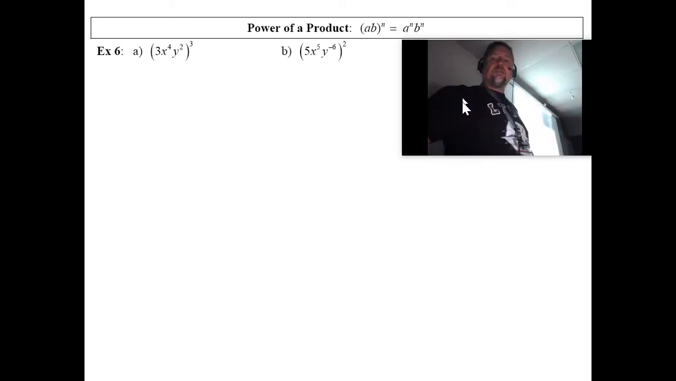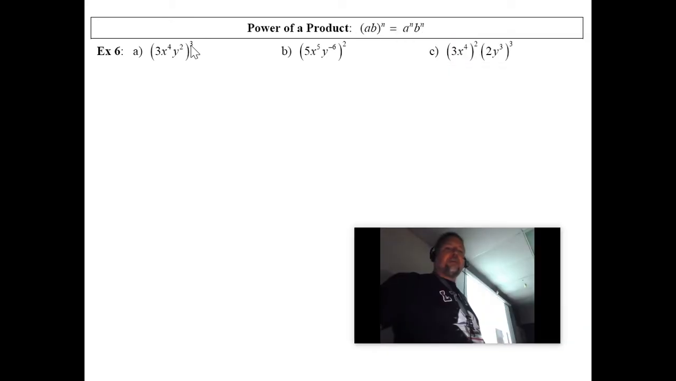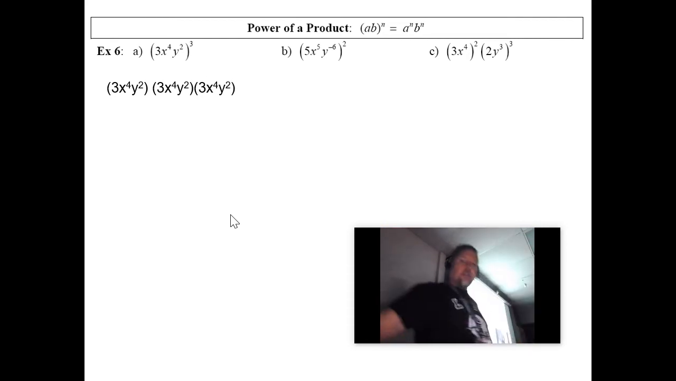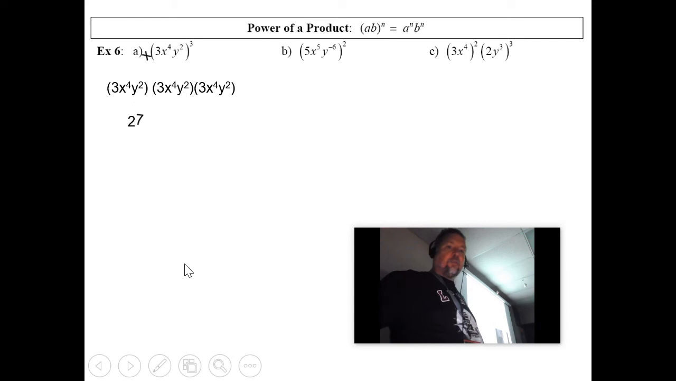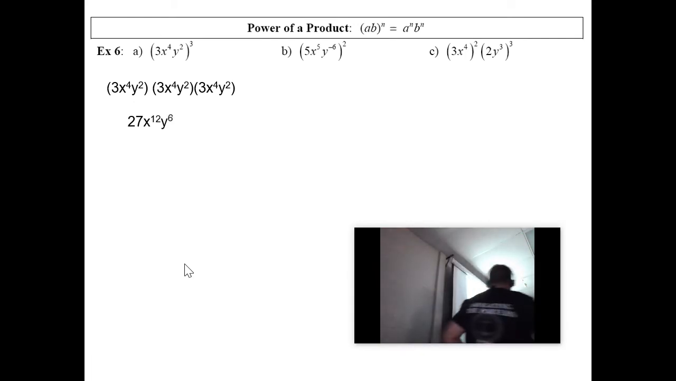And then the last page is product raised to a power. Basically, you distribute this power, but look at how I break down the first one. What something to the 3rd power means is something times itself 3 times. So that's really what that means. That's why I'm going to take 3 to the 3rd power and get 27. That's why I'm going to take x to the 4th to the 3rd power and multiply those exponents. Y to the 2nd raised to the 3rd power. So this is the reasons behind this stuff.